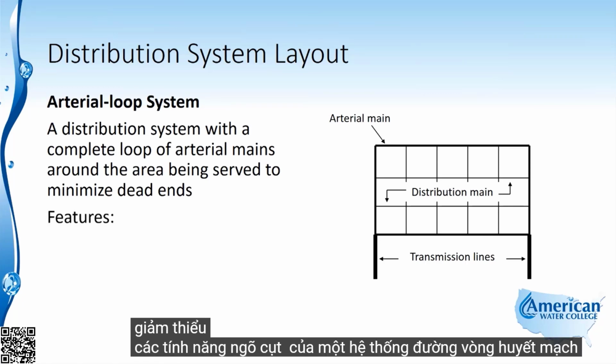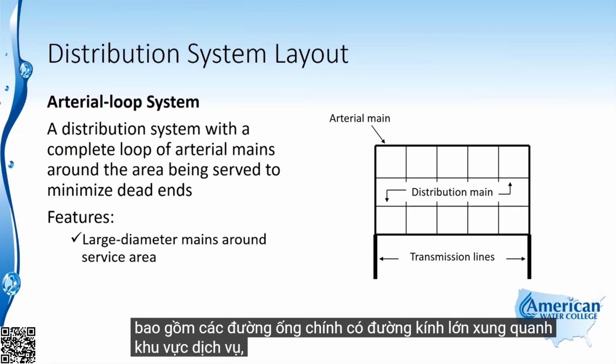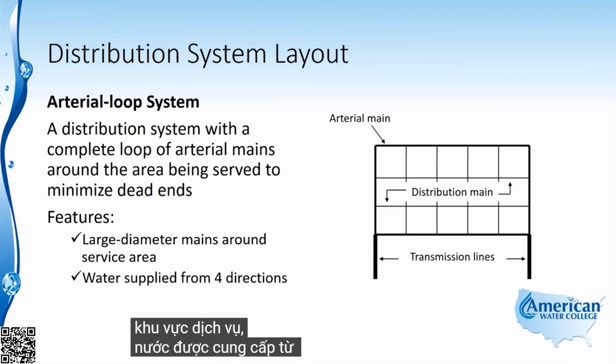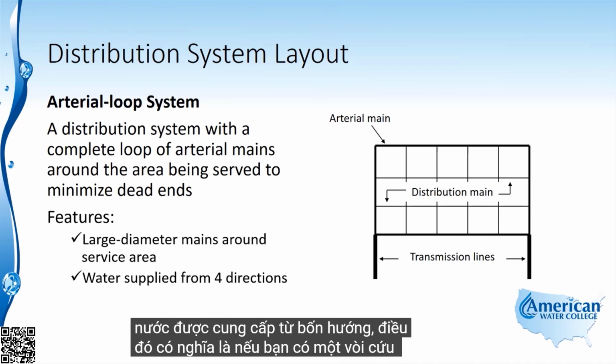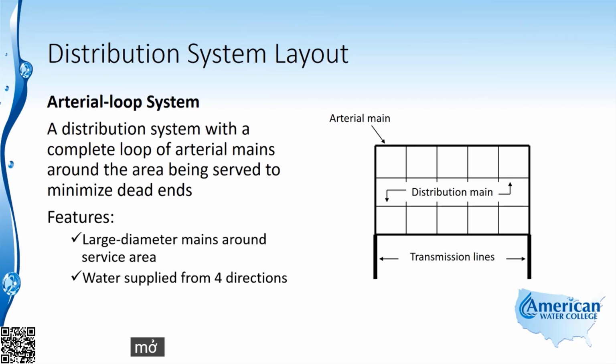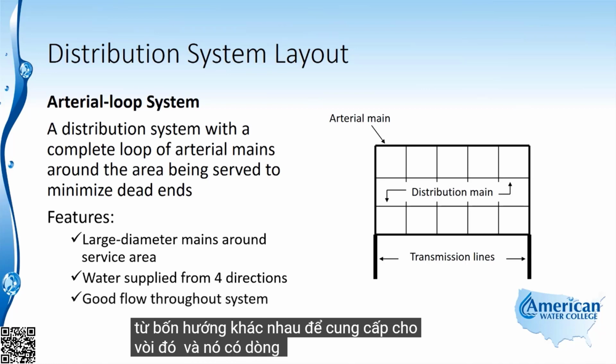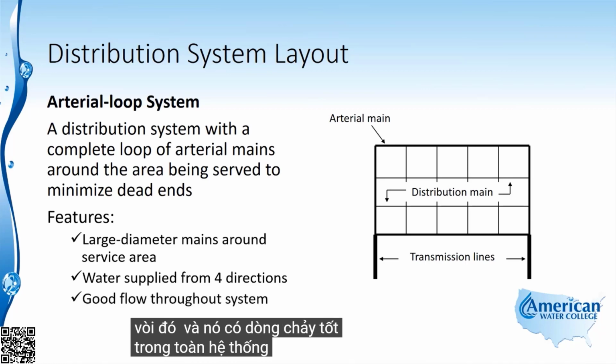Features of an arterial loop system include large diameter mains around the service area. Water is supplied from 4 directions, which means if you were to have a fire hydrant at an intersection and open that fire hydrant up, water would be coming from 4 different directions to supply that hydrant. And it has good flow throughout the system.